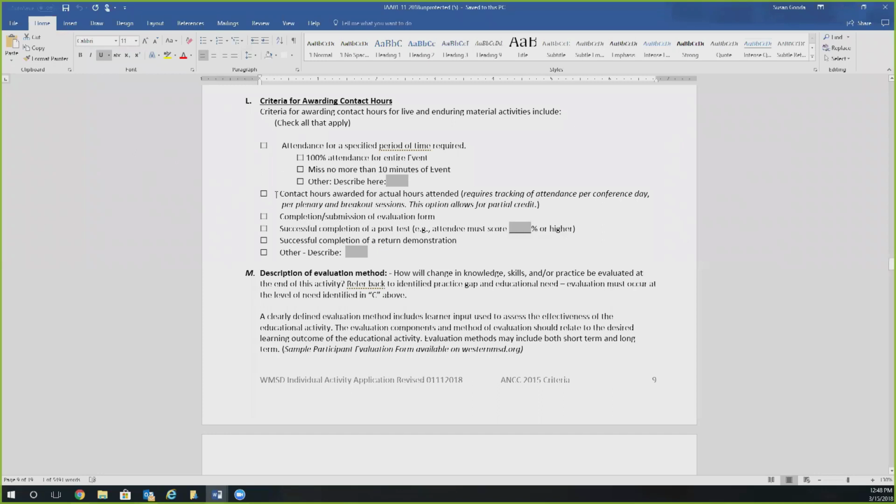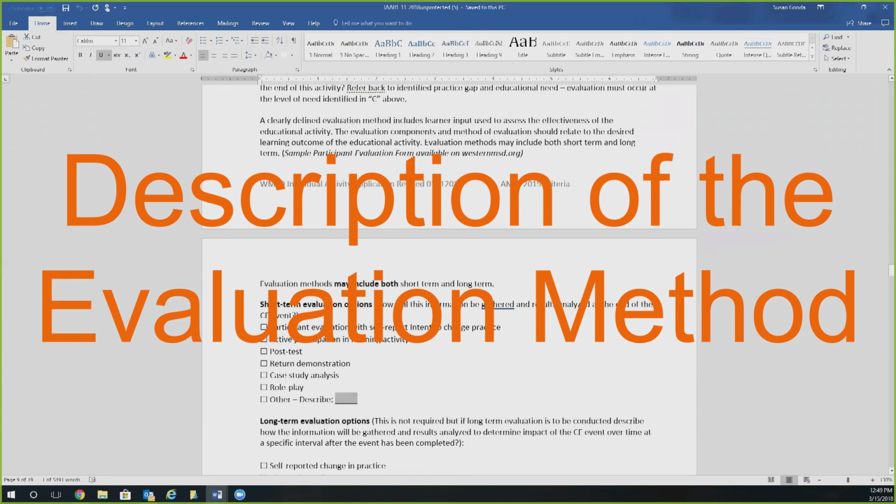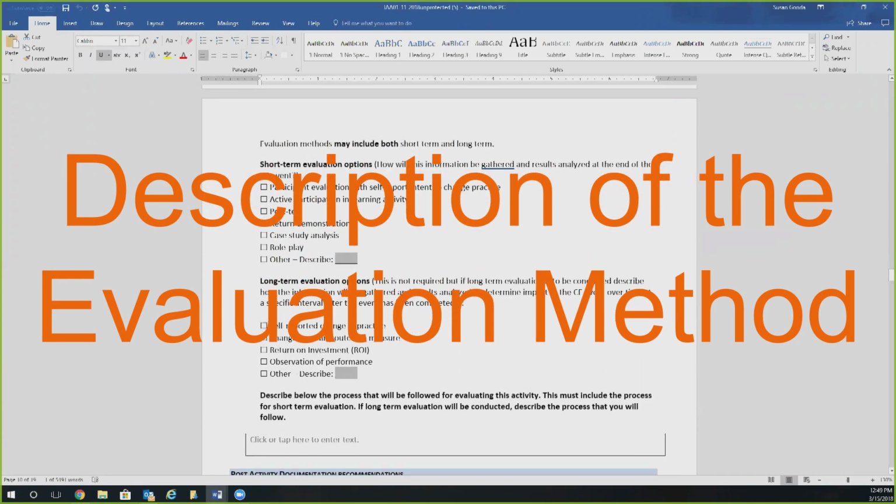I then also click, they must complete an evaluation form. So because we're web-based, we send out a post-event survey, and they must complete the survey before their certificate will be issued to them. And so I'll click both of those boxes. Description of the evaluation method. This ties back into those measurable outcomes that you did.